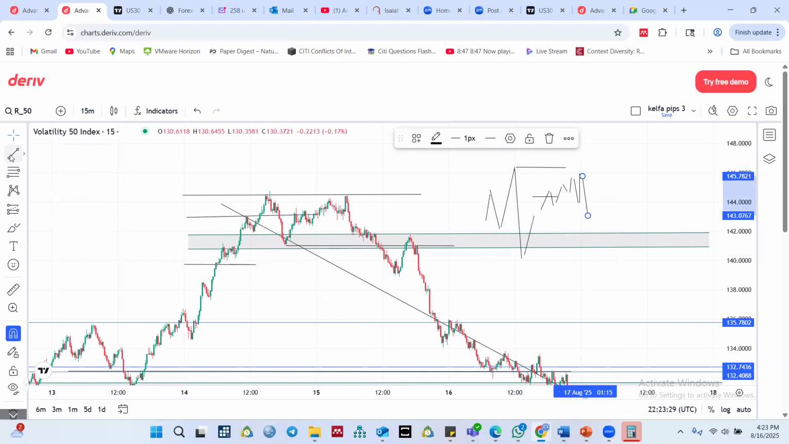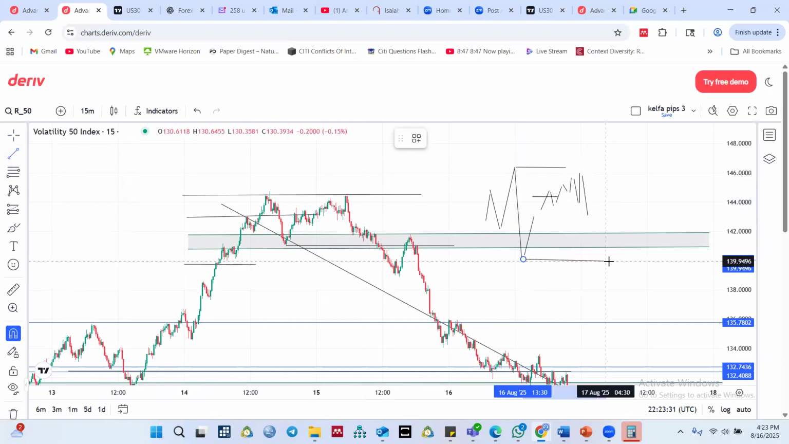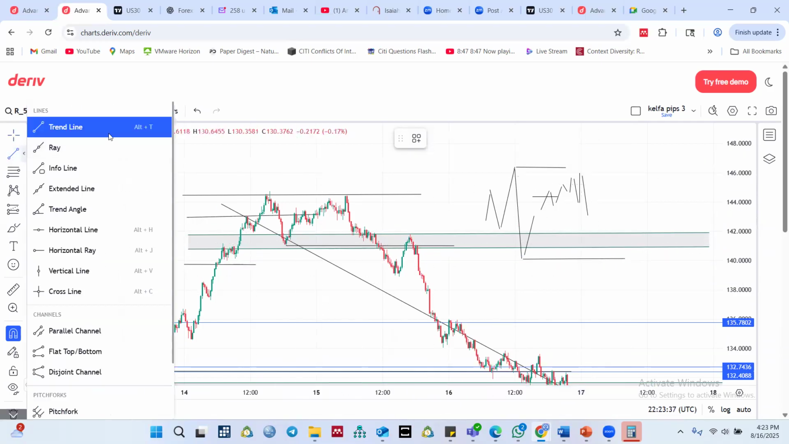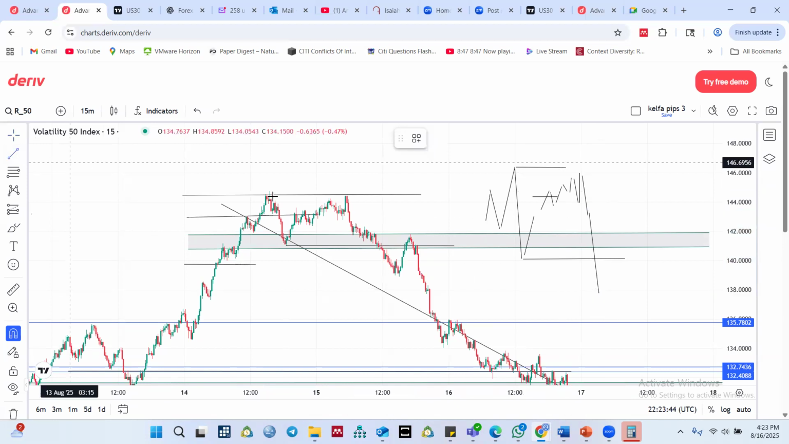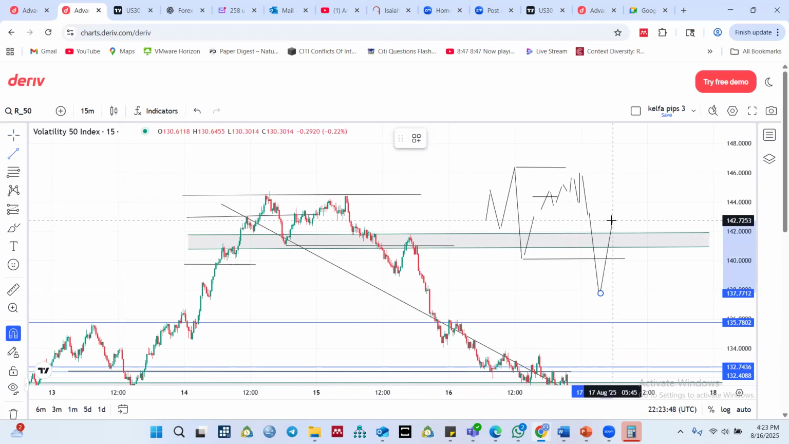Where is your target? This area that it gave you. If it doesn't sweep it or take it out, the setup will not be valid. It must trade to take that out. So we trade to break it. Then in a more consecutive setup or way is a retest.